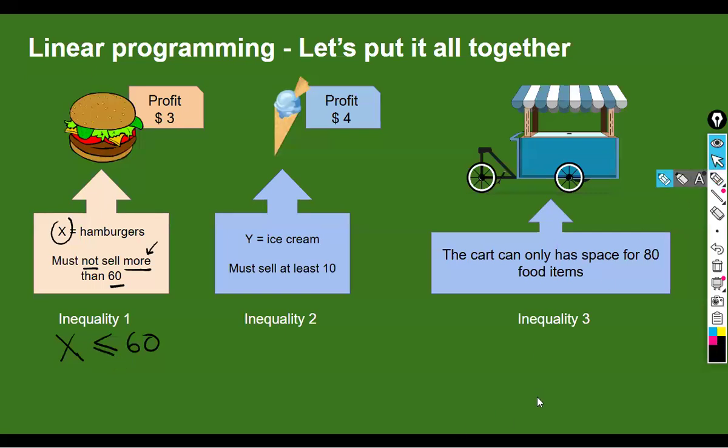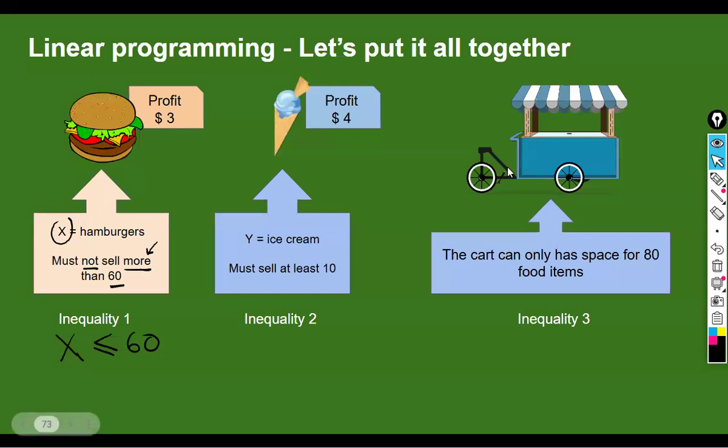Does that make sense? If I come and tell you, do not sell more than 60, you're not going to try to sell 61, right? I tell you, do not exceed 60. So the first equation is X is less than or equal to 60. So everyone take down the first equation. That's our first equation. X is less than or equal to 60.